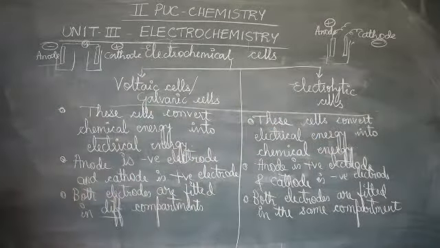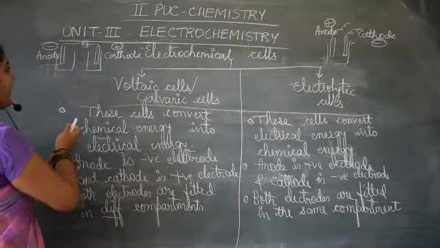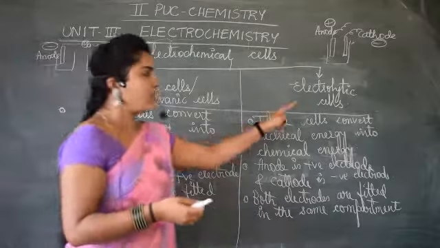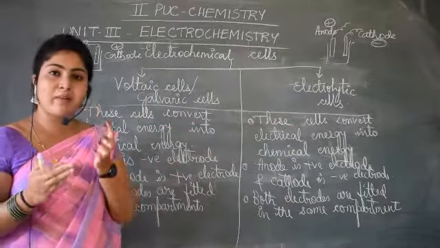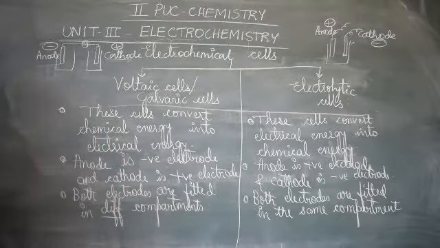The next major difference between voltaic cells and electrolytic cells is that in the case of a galvanic cell, ions are discharged only at the cathode. Whereas in the case of electrolytic cells, ions will be discharged at both the electrodes.